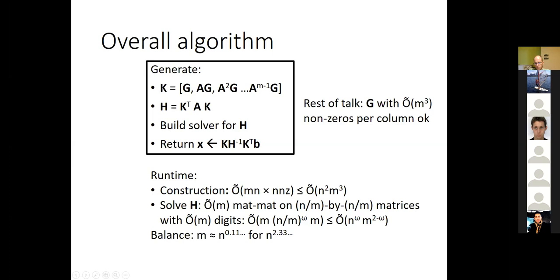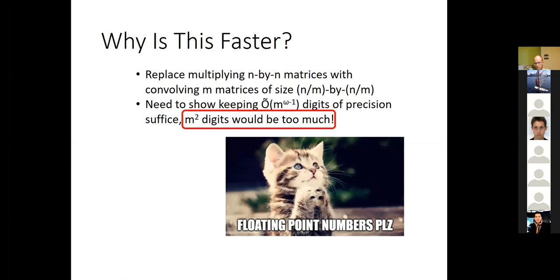Other questions? Is an algorithm with n and z times n within reach of these methods? I would like to save that until the end, because I think I'm running a little long on time and I want to discuss that at the end as well. There's a lot of things we don't do properly, and that is one of them. It seems feasible, but there are some issues, one of which is the number of digits that need to be tracked for these things.